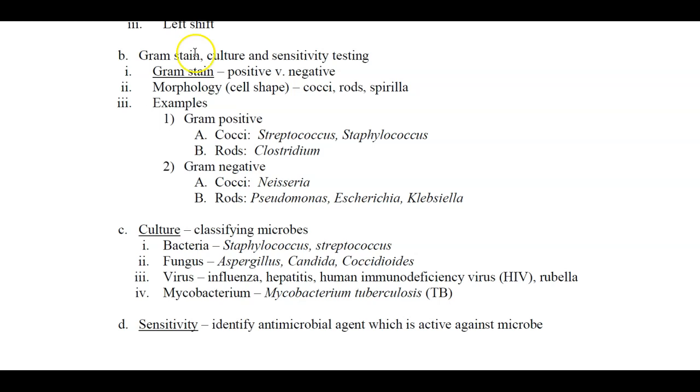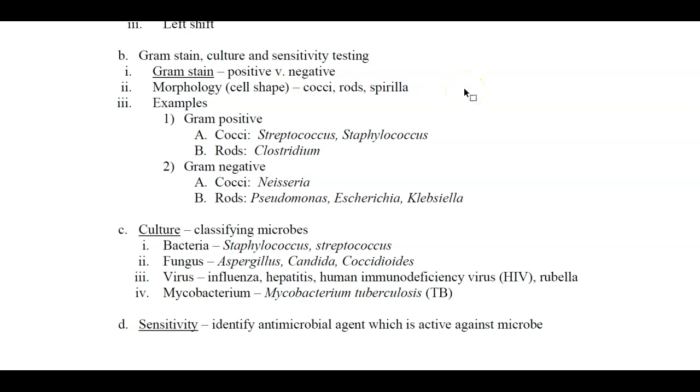In addition, the morphology is also considered. So they basically try to examine the cell shape of the organism. It can be either cocci, rod, or spirilla. Cocci, or coccus, is basically when the organism is spherical or round. Rod, on the other hand, is basically shaped as a rod. And spirilla is basically when the organism is shaped as a curve or spiral or twisted.